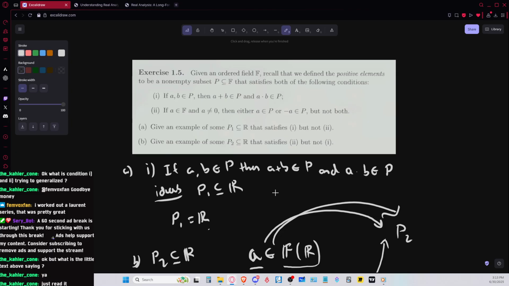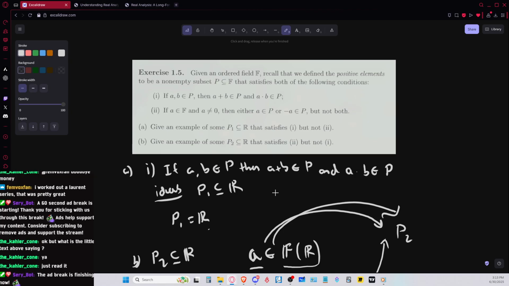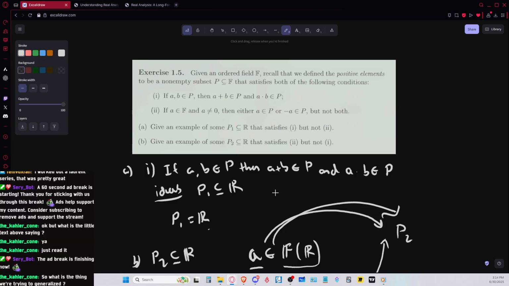Now, what I remember from the book is that I believe the rational numbers are supposed to be an ordered field. Now, if the rational numbers... So what is the thing we are trying to generalize? It seems as though we're trying to generalize the set itself.